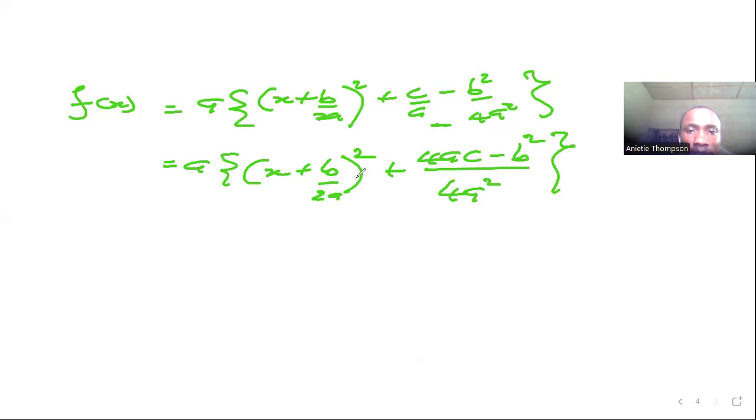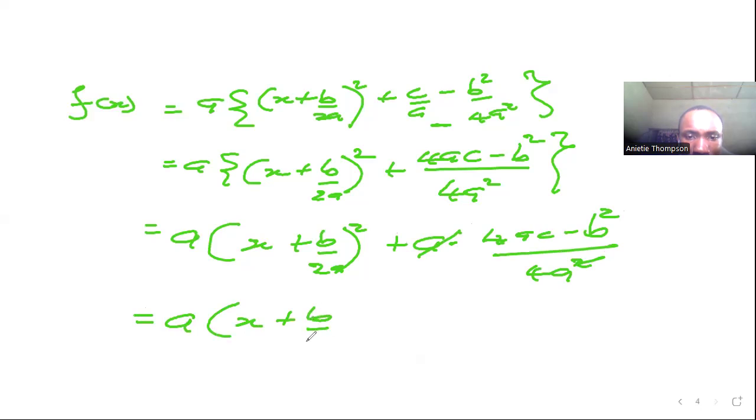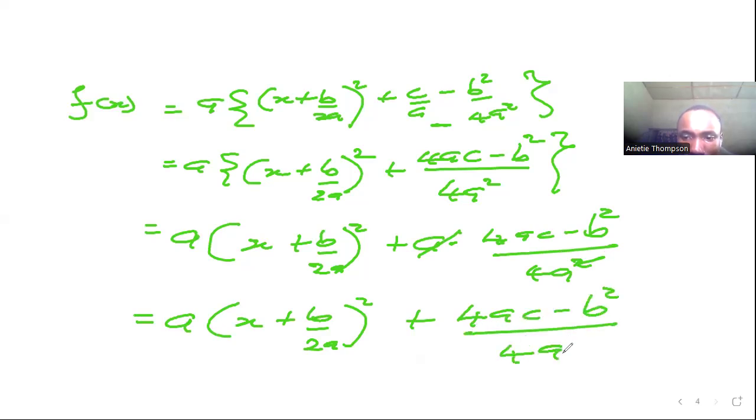Now I'm going to allow the a to come inside. That will be equal to a into x plus b over 2a squared, then plus a times 4ac minus b squared divided by 4a squared. Now a here is going to take care of this a here. And then we have a into x plus b over 2a all squared plus 4ac minus b squared all over 4a. All right, so we've gotten the vertex form already. It's just for us to do something.